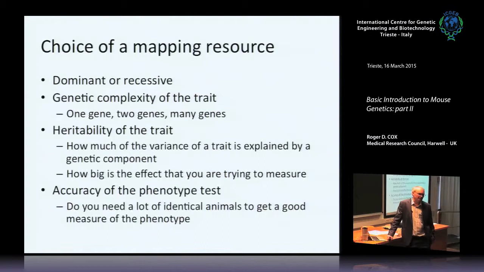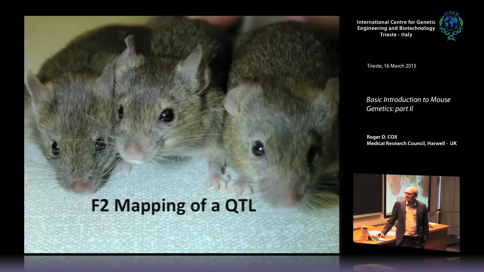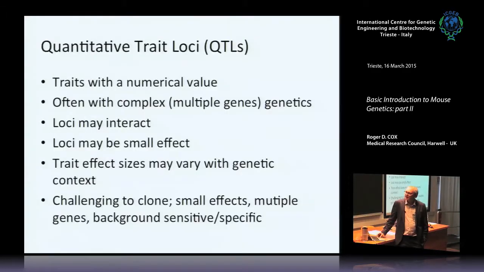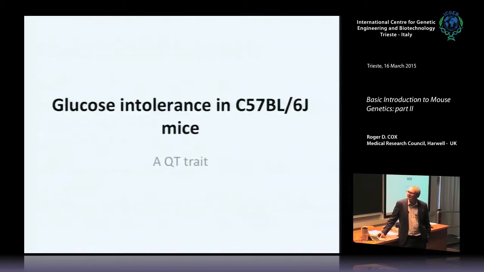So there's always going to be some environmental noise in there as well, and the accuracy of your test. So another approach is F2 mapping of a QTL. QTL mapping, quantitative trait loci. So traits with numerical values, often with complex genetics. Loci may interact, loci may be small effect. Trait sizes may vary with genetic context. They can be challenging to clone these genes, but with next generation sequencing, that's got a lot better.